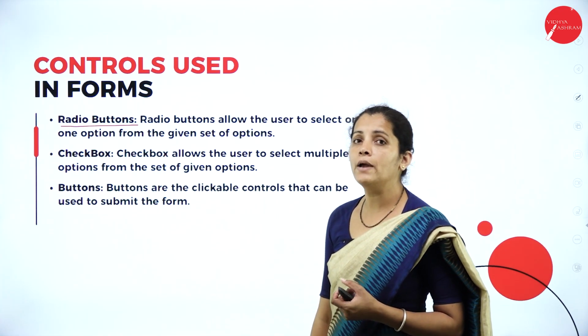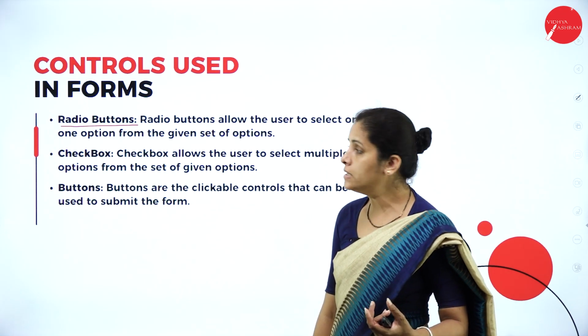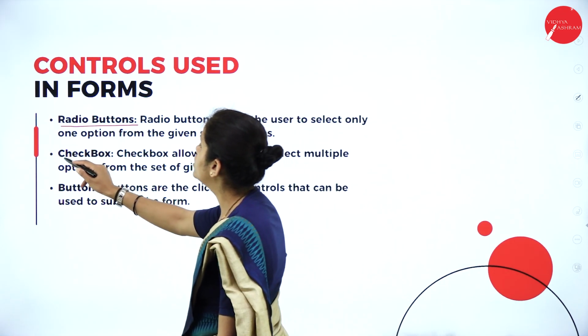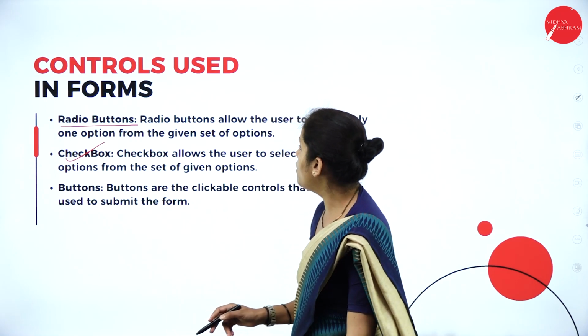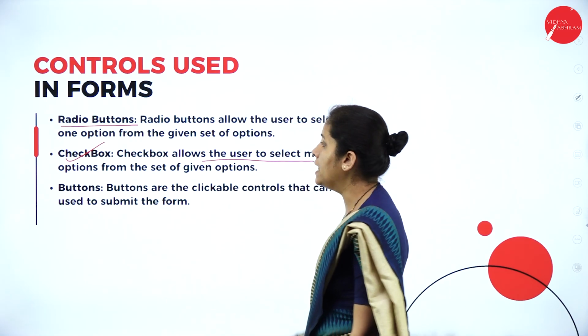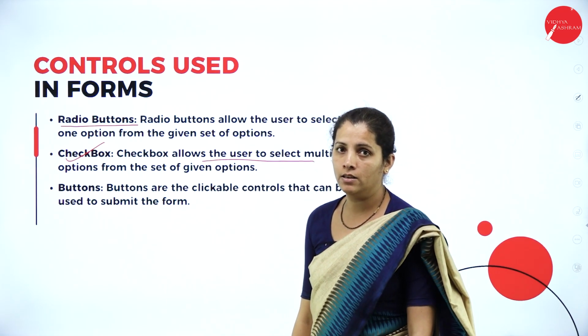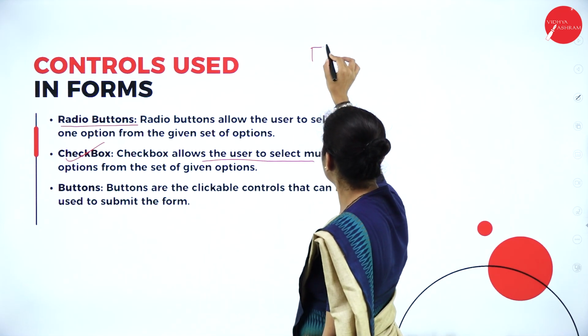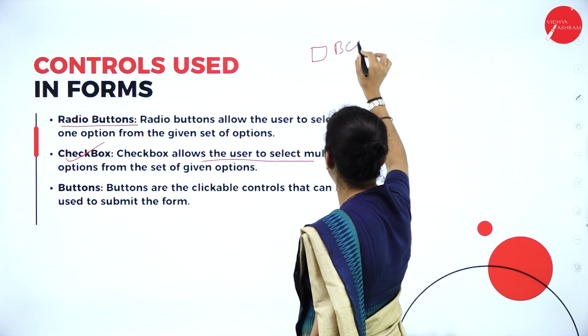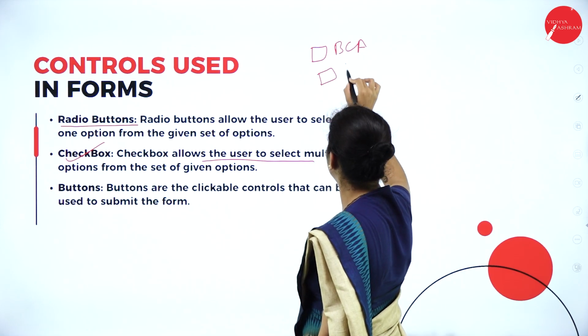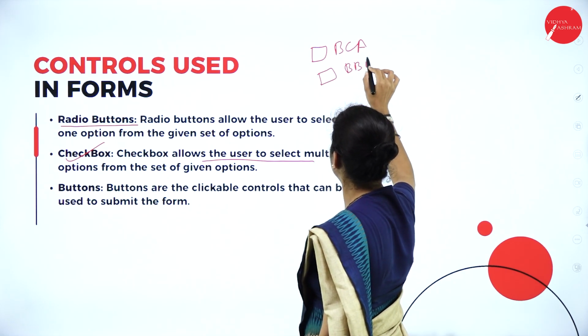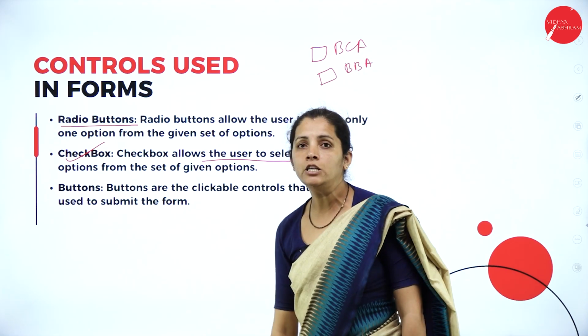There are certain times I want to select multiple options, then I'll go with the checkbox. So a checkbox allows the user to select multiple options. Suppose I want to select BCA, and then I also want to select BBA, then I will go with the checkbox.